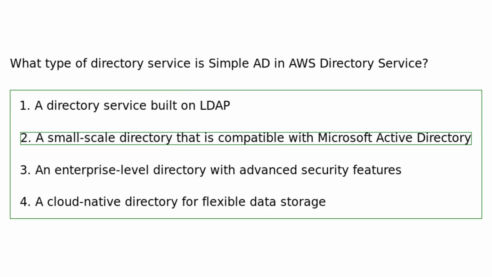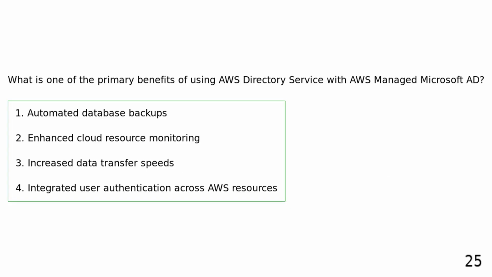Simple AD is a small-scale directory that is compatible with Microsoft Active Directory, offering key features for user access management and identity control in AWS environments. What is one of the primary benefits of using AWS Directory Service with AWS Managed Microsoft AD? Automated database backups. Enhanced cloud resource monitoring. Increased data transfer speeds. Integrated user authentication across AWS resources.